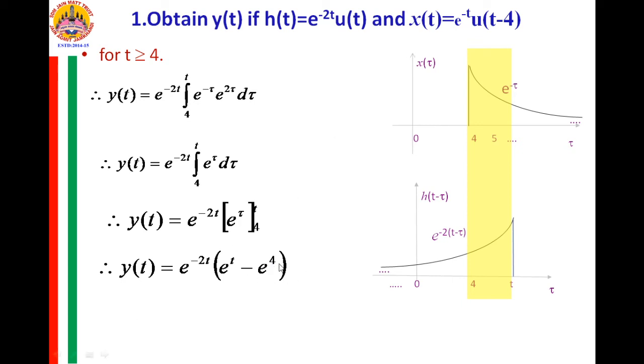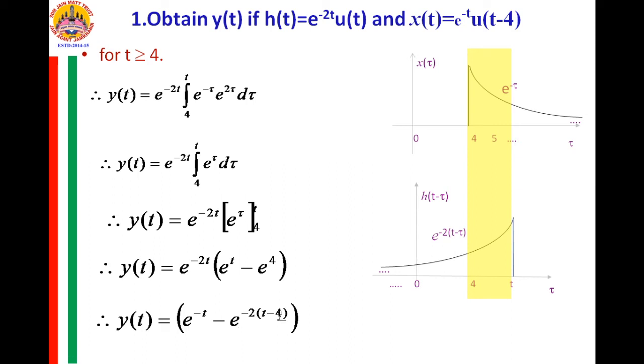I can multiply inside this and rewrite this equation as e raised to minus t minus e raised to minus 2t minus 4. Sorry, now here what should this be? I have made a mistake here. This should be 2 here. Okay, this is not 4. And this equation we are getting for t greater than or equal to 4, this y of t.